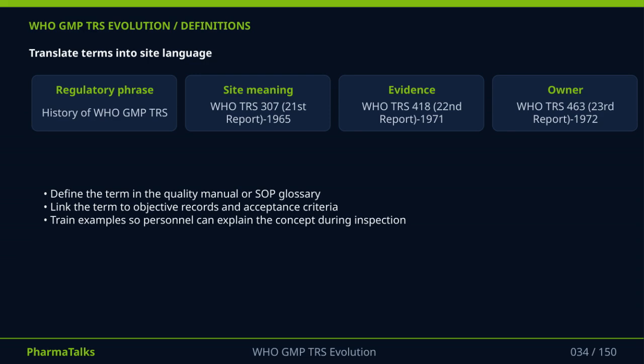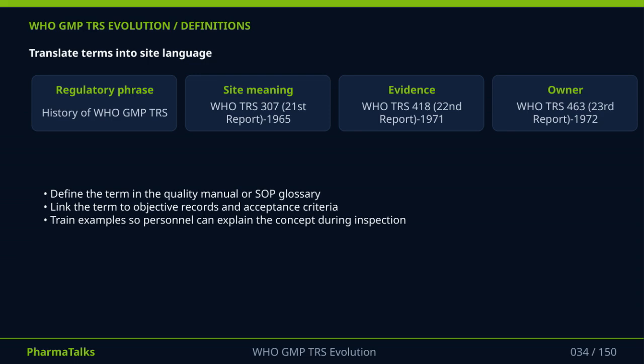At the site level, definitions need to be clearly established. This means defining terms in quality manuals or SOP glossaries, linking each term to objective records and acceptance criteria. Training is crucial so personnel can not only understand but also confidently explain these concepts during inspections.